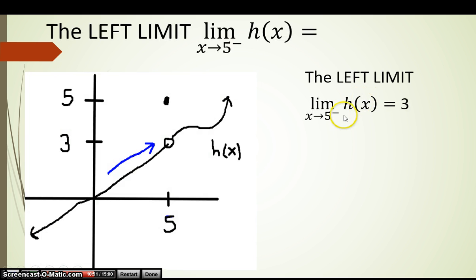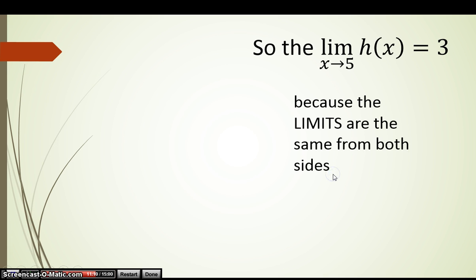If I asked you for the exact value of h at 5, h of 5, the exact value is 5. But what is the limit? Well, it's approaching 3 from both sides, so the limit is 3. Okay? Because the limits are the same from both sides. That is key. Because our limits are the same from both sides.